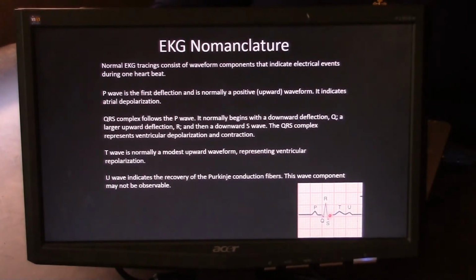The QRS complex follows the P wave, and it normally begins with a downward deflection, and then an upward, and then a downward. That's the QRS. However, please understand that sometimes you will only see an upright and downward deflection. It's all known as the QRS complex, and that is normal. That represents ventricular depolarization. The T wave is normally a modest upward waveform, and it follows the QRS complex.